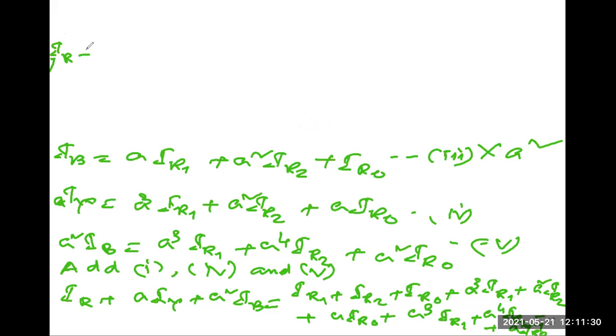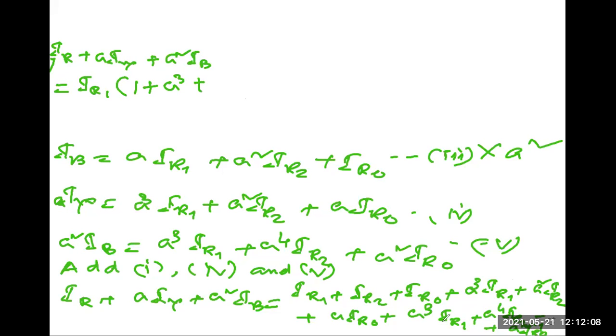IR plus A into IY plus A square into IB. Now we'll take IR1 common. So if we take IR1 common, this will be 1 plus, and we have one more IR1 term, that is A cube into IR1. So here we'll write A cube.